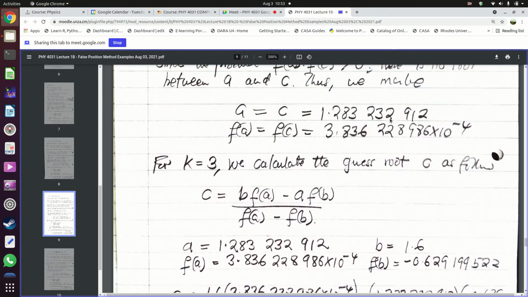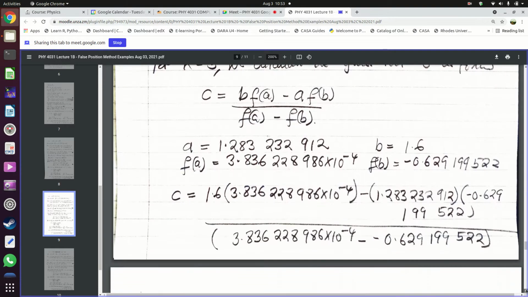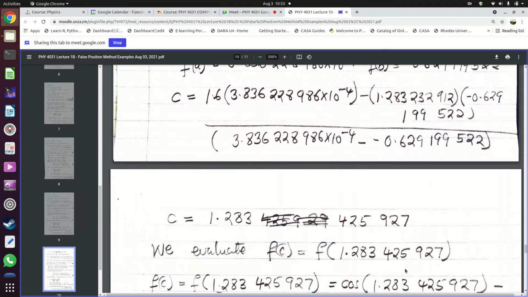These two digits, the 8 and the 3, have stopped changing. So your c is now 1.283. The 2, then the 8, and the 3, we are sure about, because these digits have stopped changing. Are we clear? The other ones have not stopped changing.